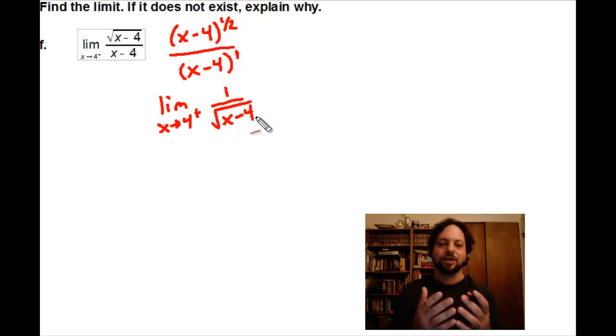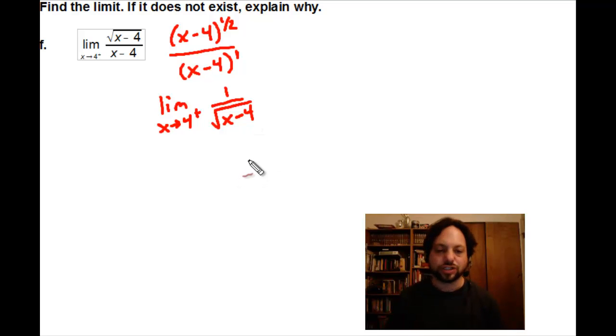Now, what's going to happen here as we approach 4 from the right? You could just graph this in your calculator, and I'll show you a graph of this in just a moment. But what I want you to think is, as I move closer and closer to 4, is this thing getting bigger, smaller? Is it getting closer to something?